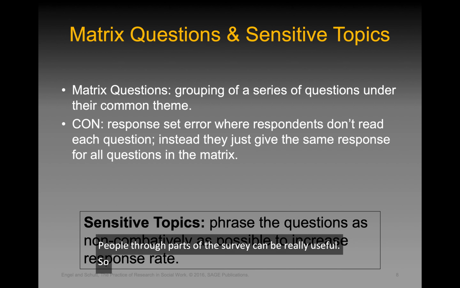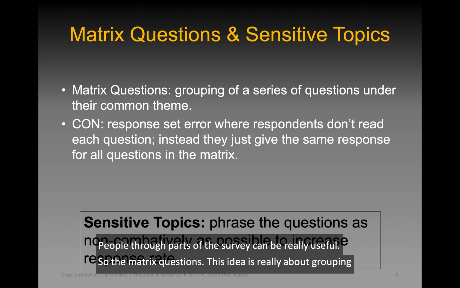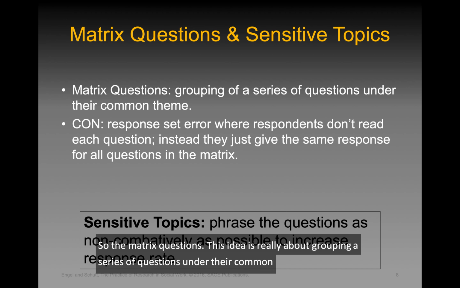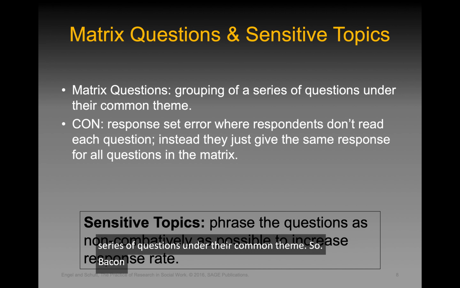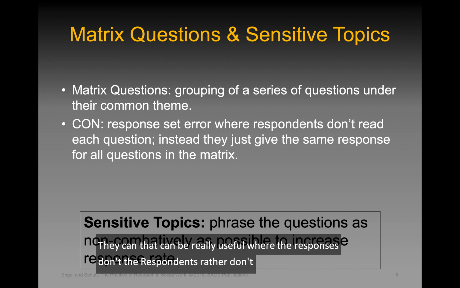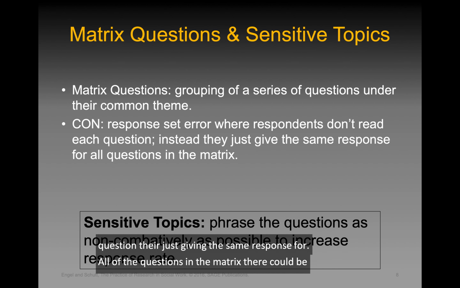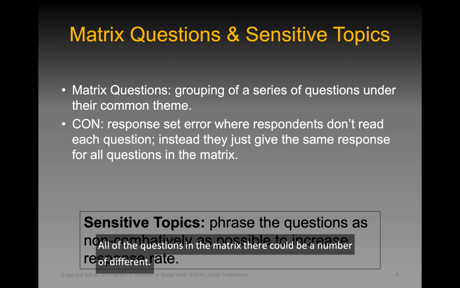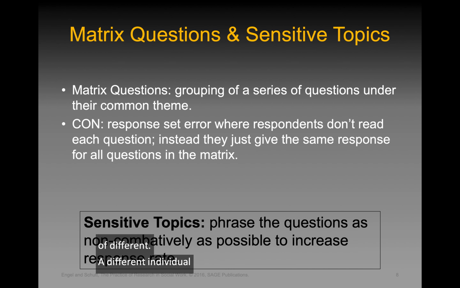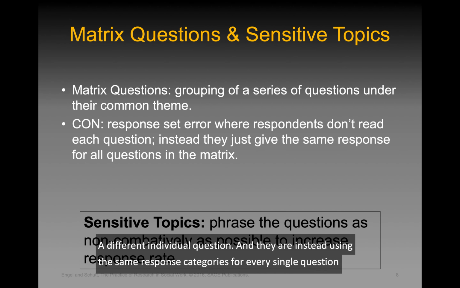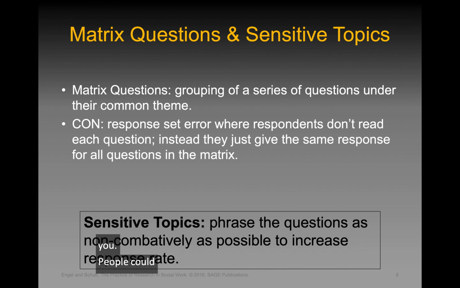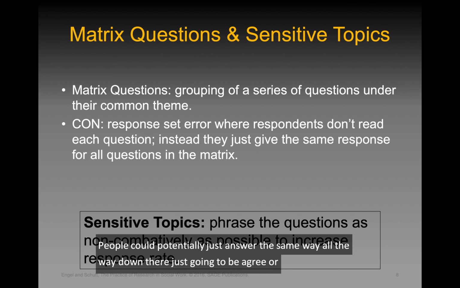So the matrix questions, this idea is really about grouping a series of questions under their common theme. That can be really useful where the respondents don't read each and every question. They're just giving the same response for all of the questions in the matrix. There could be a number of different individual questions, and they're using the same response categories for every single question, and people could potentially just answer the same way all the way down. They're just going to be agree or neutral for every single question.